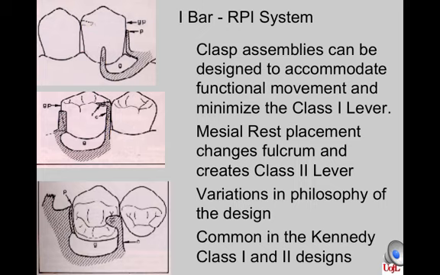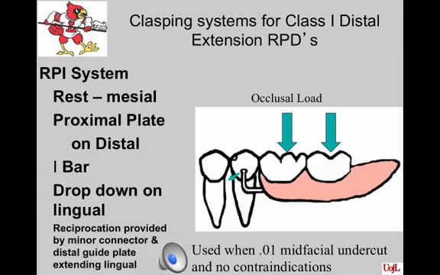If you want to get into this further, there's a full discussion in McCracken's Removable Partial Prosthodontics, 11th edition, under direct retainers. The 4 components of the RPI clasping system are 1, the mesial rest, 2, a distal proximal plate, 3, an I-bar, and 4, you drop down on the lingual between the distal proximal plate and the mesial rest. Reciprocation is provided by the minor connector leading up to the rest and the distal guide plate.